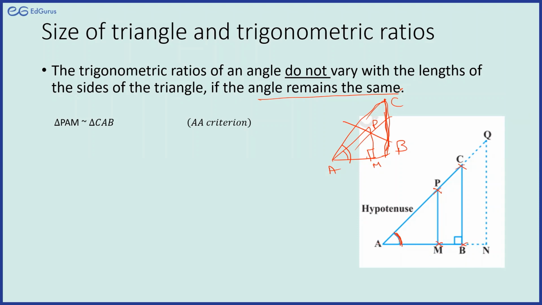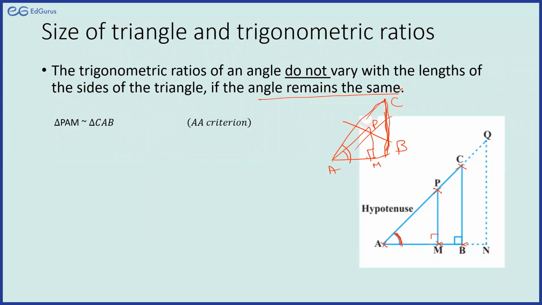Okay, so which two angles can you see are equal? Can you see two angles which are equal? Yes, ma'am. Angles APM and CAB are equal. The angle A is common in between both the triangles. Very good. And angle M and angle B are equal to 90 degrees.